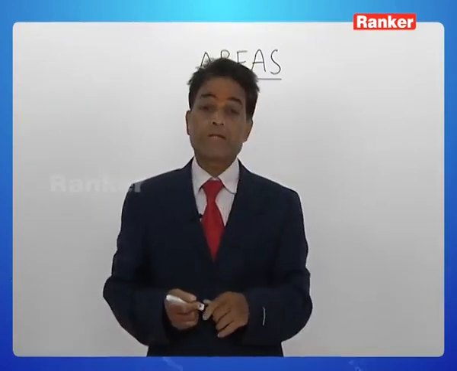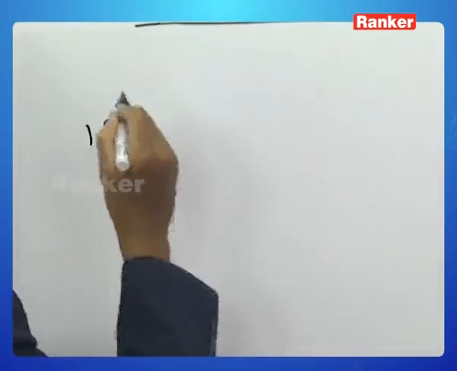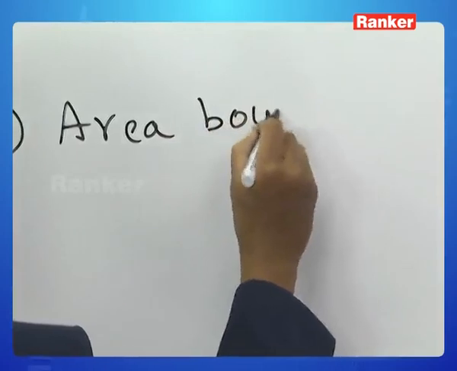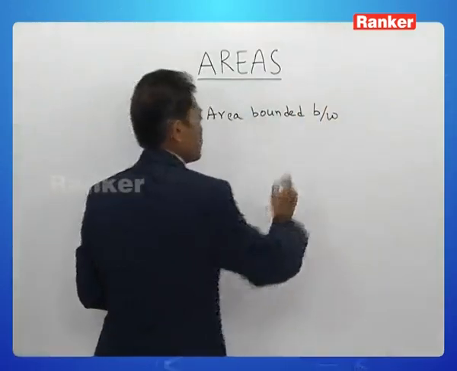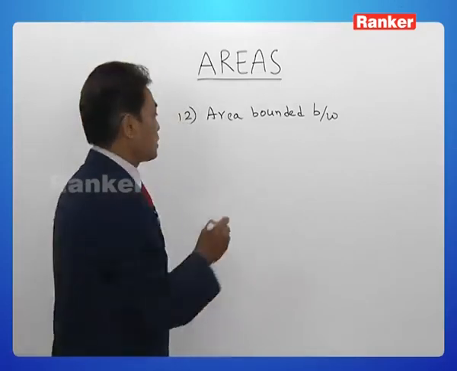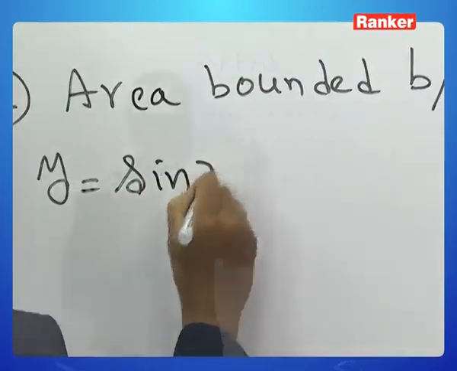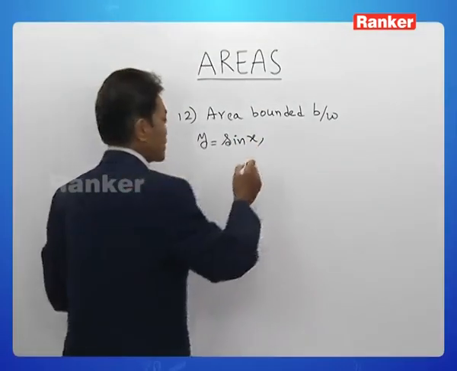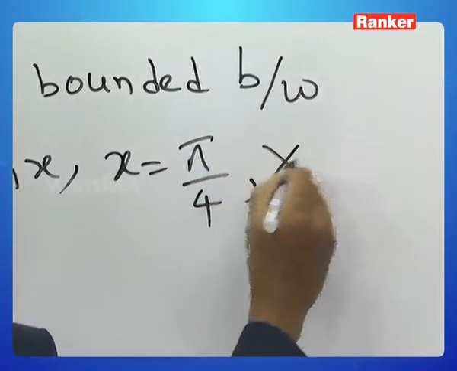Question number 12. Area bounded between, what is the curve given? Y is equal to sin x. Okay? Y is equal to sin x. And x is equal to 0 and x is equal to pi by 4, and the x axis.